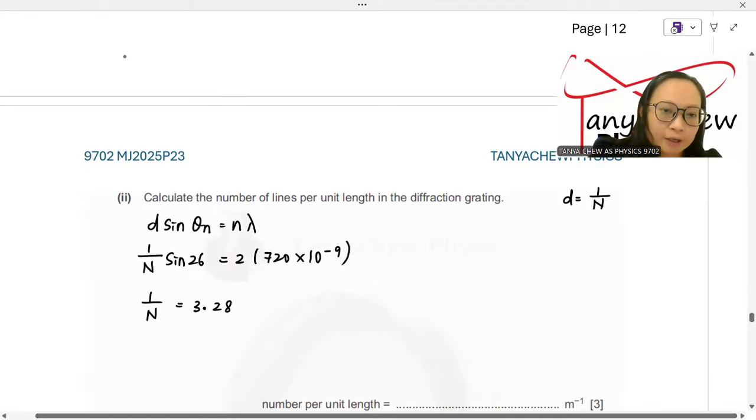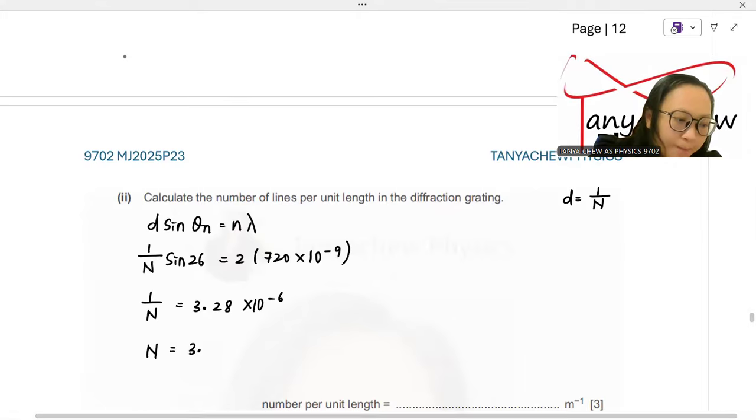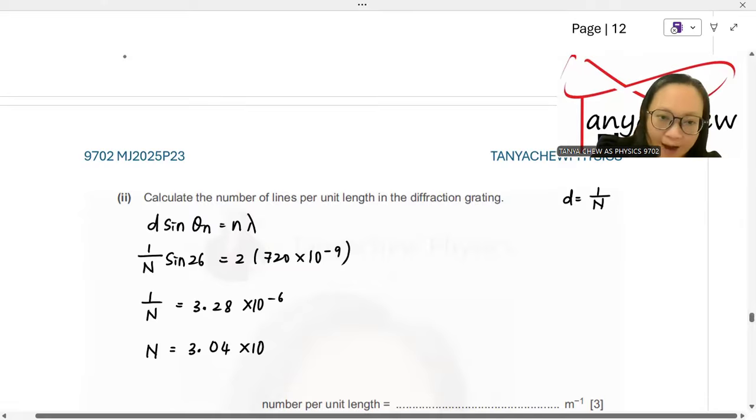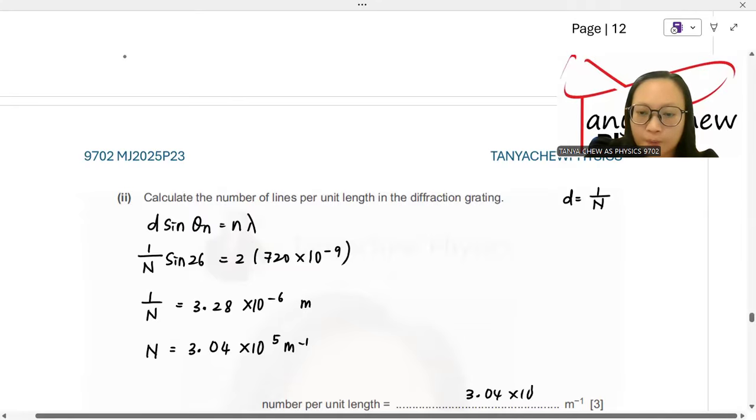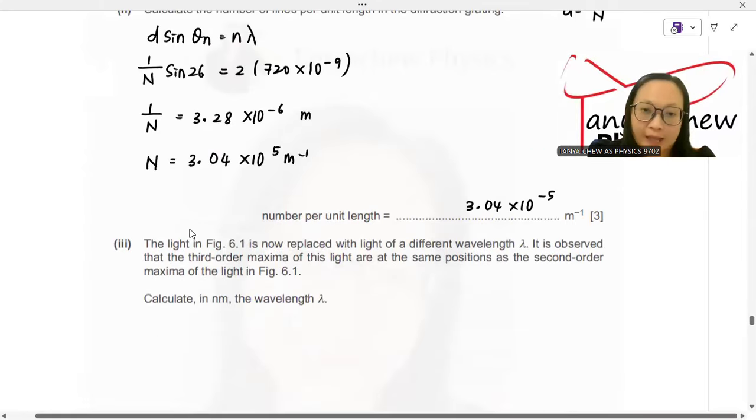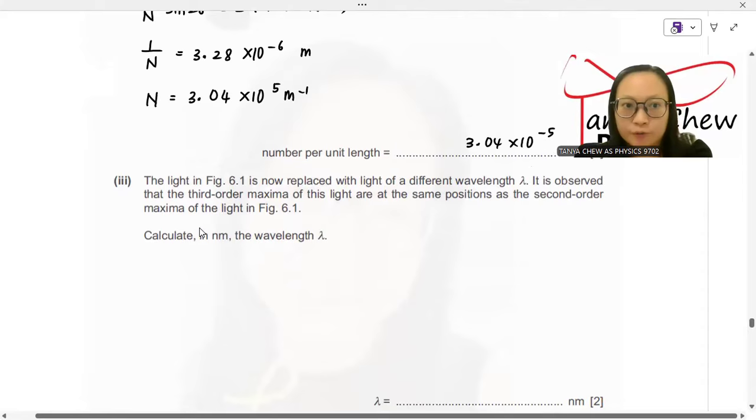1 over n is d, times 10 to the power negative 6. Therefore, n is equal to 3.04 times 10 to the power of 5 per meter. This is in meter. So 3.04 times 10 to the power 5 per meter, because this is number of lines per length. Length is measured in meter.